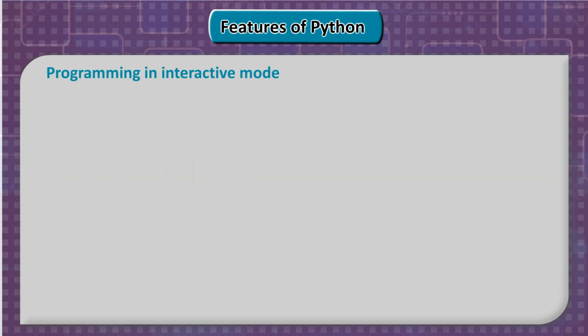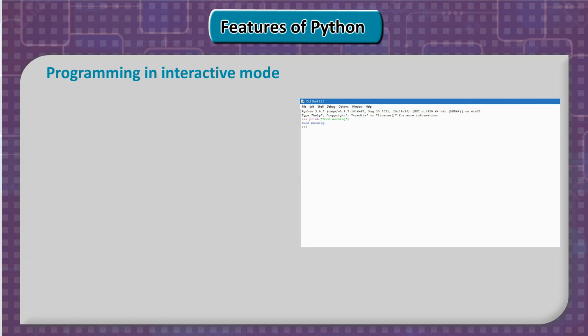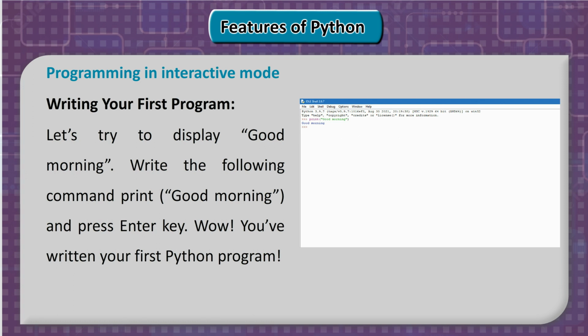Programming in interactive mode. Finally, it's time to do some actual Python programming. The quickest way is to start Python in interactive mode. In this mode, you can tell Python what to do and it will respond immediately. Writing your first program. Let's try to display good morning. Write the following command: print, good morning, and press the Enter key. Wow! You've written your first Python program.